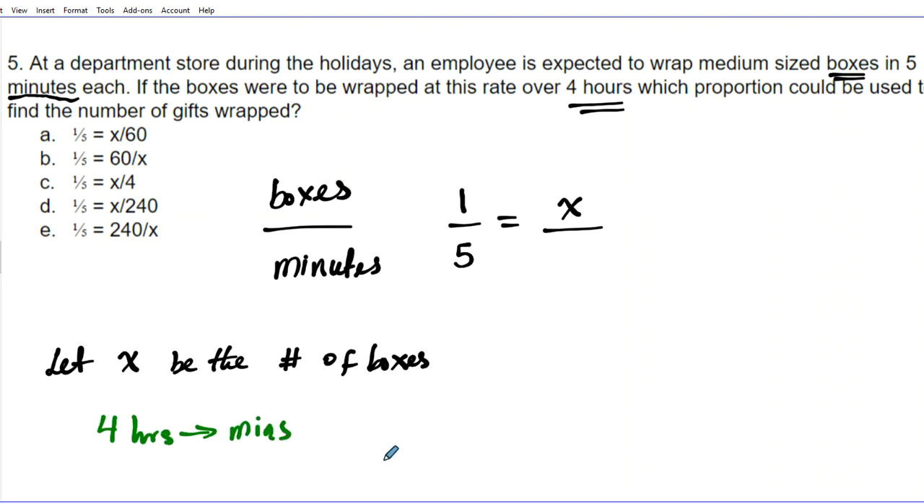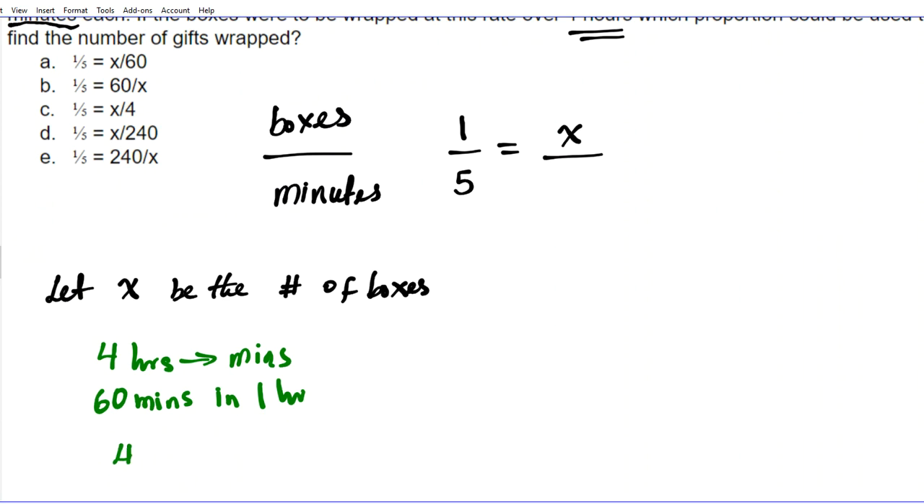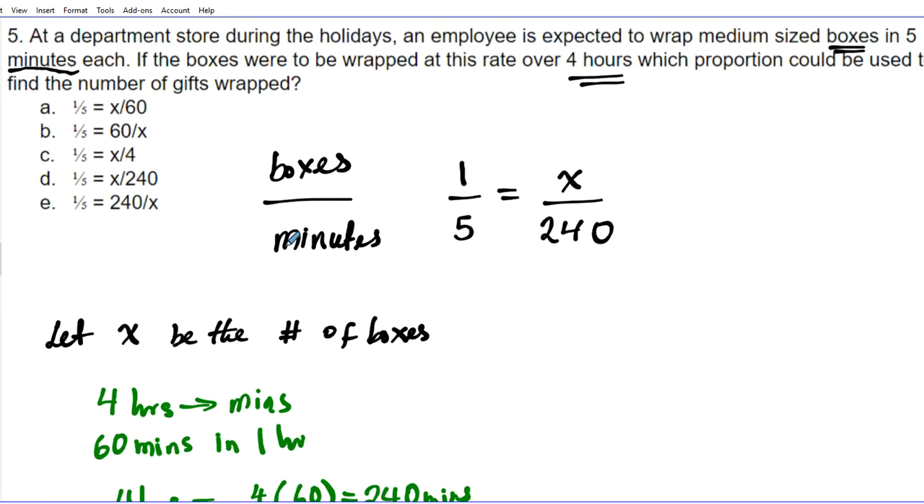So we know that there are 60 minutes in 1 hour. Okay, so how many minutes are there in 4 hours? 4 hours is going to simply be 4 times 60, okay, which is 240 minutes. All right, so you're going to have x boxes in 240 minutes. The answer to question number 5 is D.